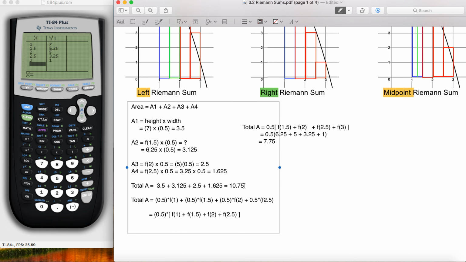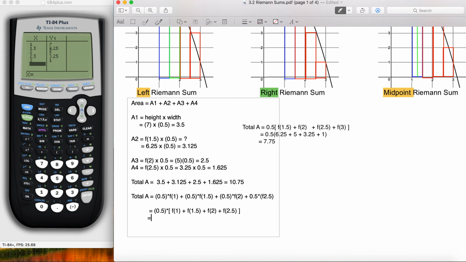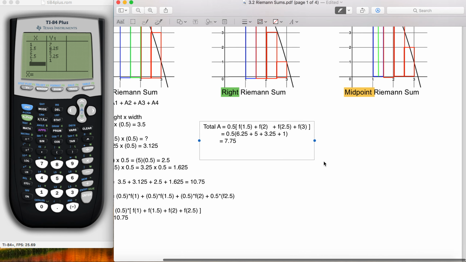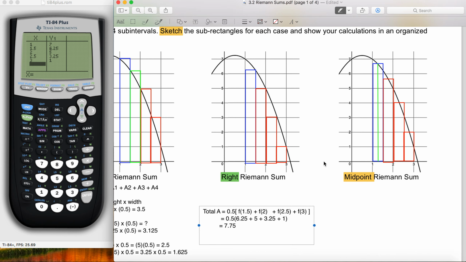So there's 10.75 for the first one, and 7.75 for the second one. Okay, let's do our midpoint. Same exact thing, so I'm just going to copy paste. Same exact thing, except we have different heights. So what do you think are going to be the heights in this case?